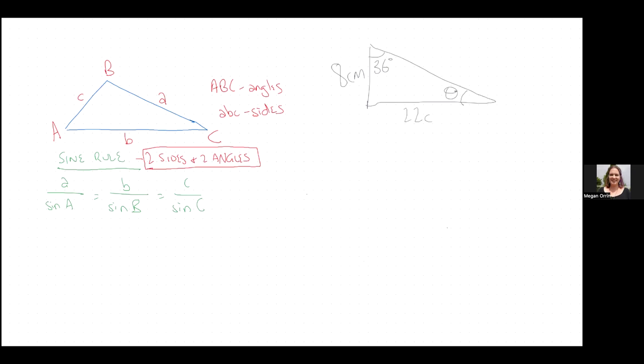All right, let's have a look at this. So I'm going to do the exact same thing. I'm going to set up my ratio. These are opposite each other. Shh, guys, focus. This time it's an unknown angle. It's the same rule. So I have 8 over sine theta, I don't know it, equals 22 over sine 36. I'm still going to cross multiply. So I get 22 sine theta equals 8 sine 36.